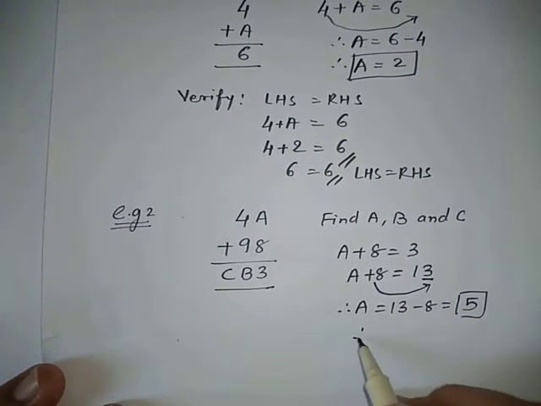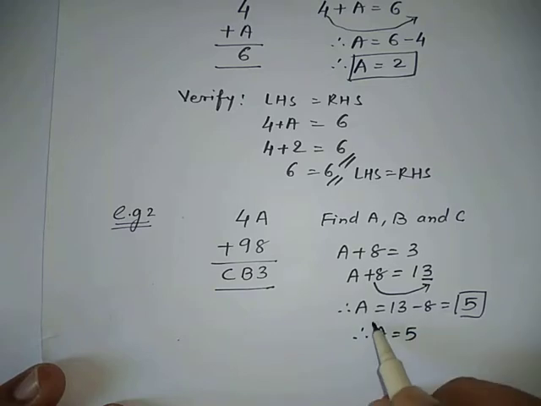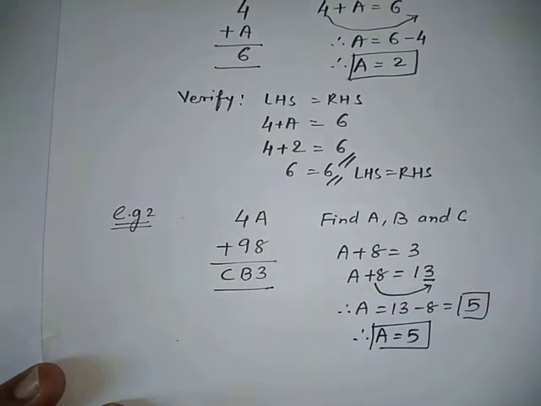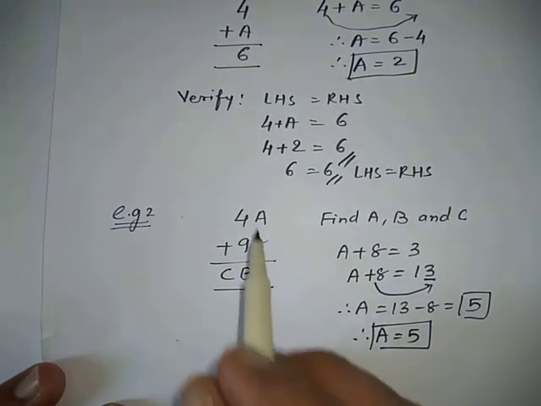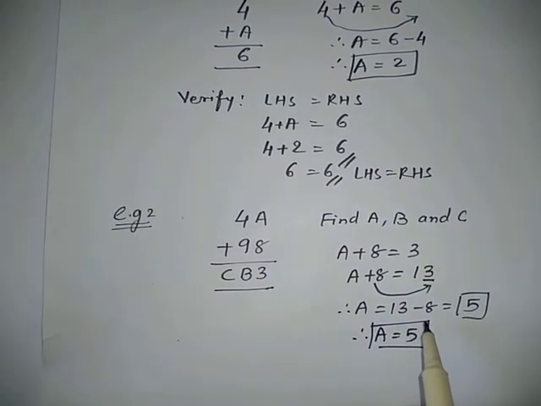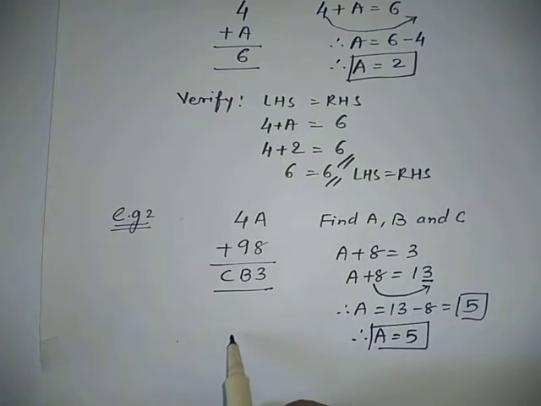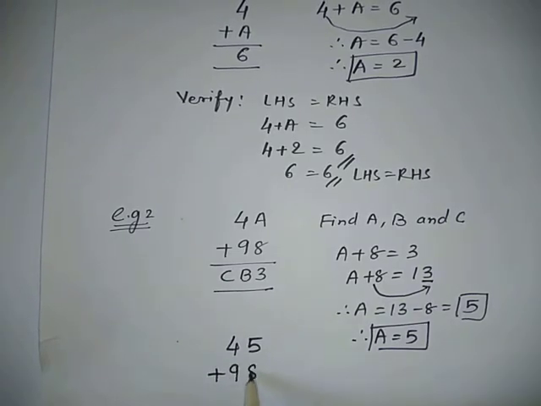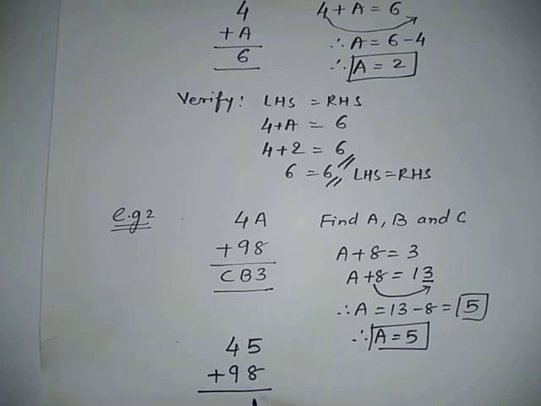Therefore we have got the value of a is equal to 5. Let's keep it first and understand whether it is okay or not. Sometimes it may not be okay, but we keep it and get the idea. So in place of a we will write 5 plus 8, and we are going to get 13.